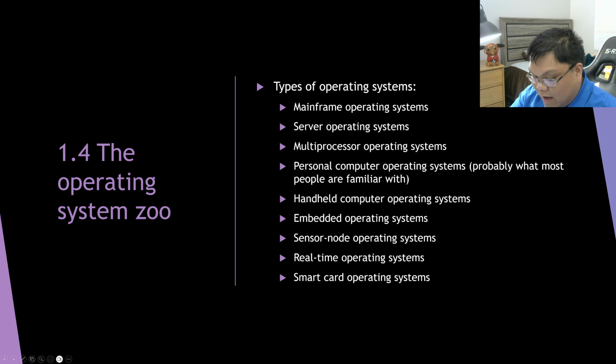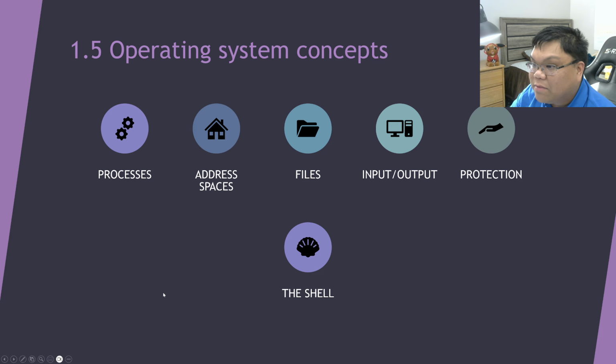So that's the operating system zoo, and each subsection on that in the textbook is only a few paragraphs long, at most, for each one. So I'm not really going to go too deep into these ones. 1.5 is all the operating system concepts. So we have processes, address spaces, files, input and output, protection, and the shell.